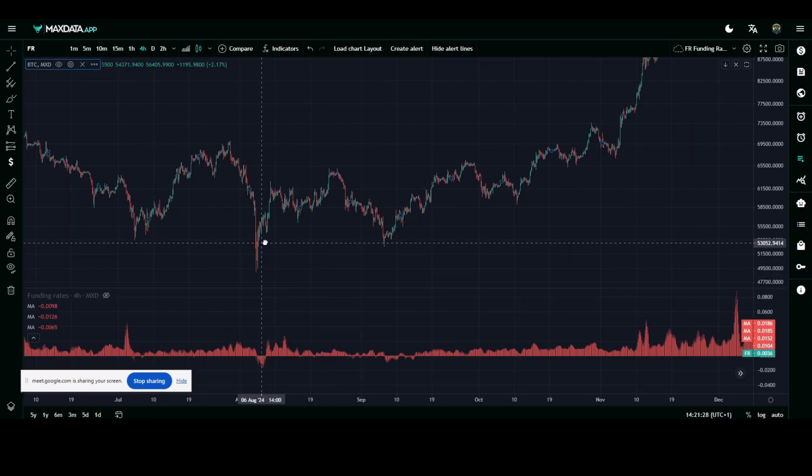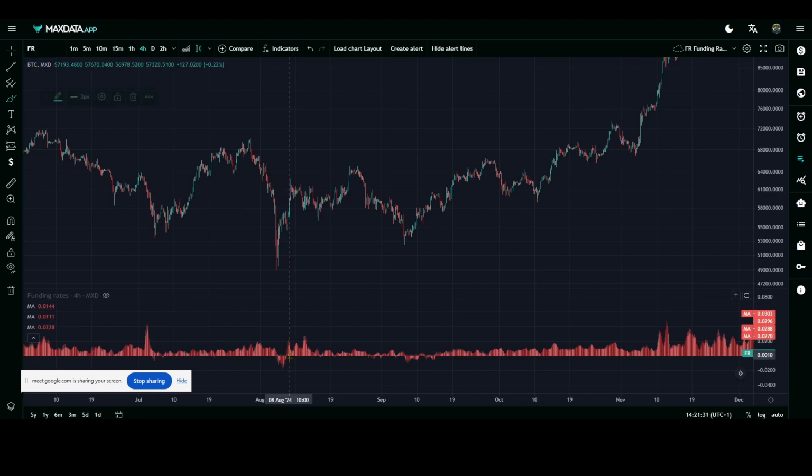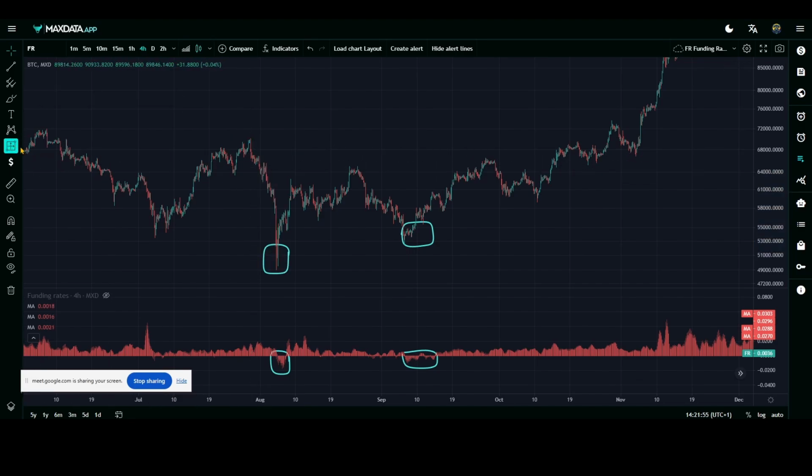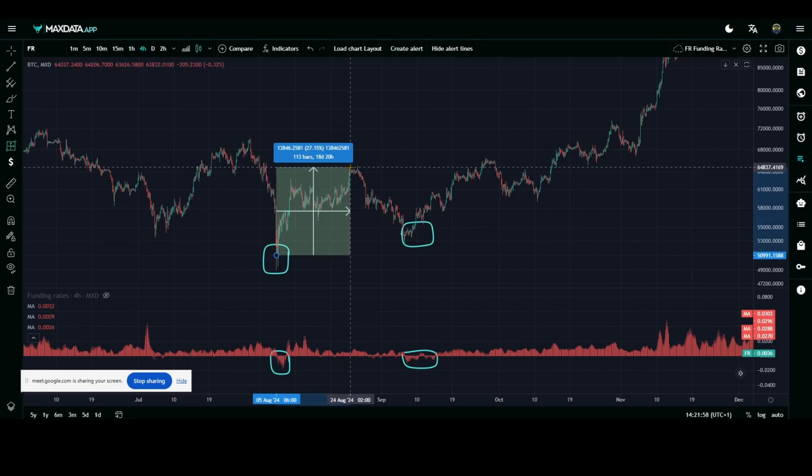Actually, we can see a pattern here that when funding rates get negative, they usually indicate local Bitcoin bottoms. So right here, we've got August 5th. There was also a significant drop, like 28%, also a massive dump. And right after that, we've seen a 27% increase in 19 days.